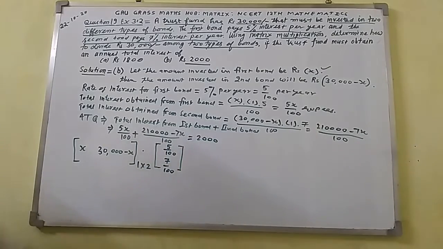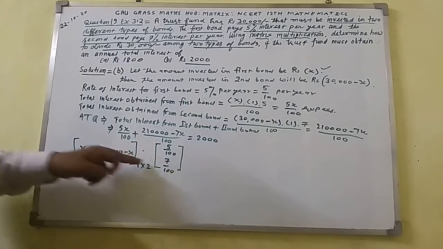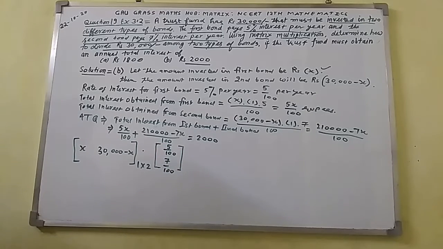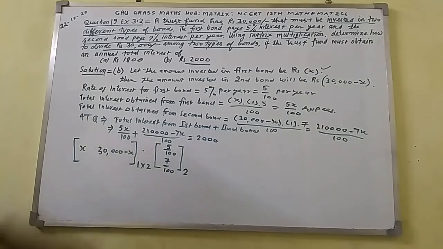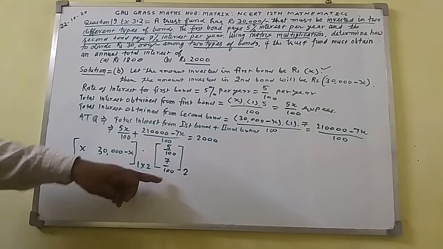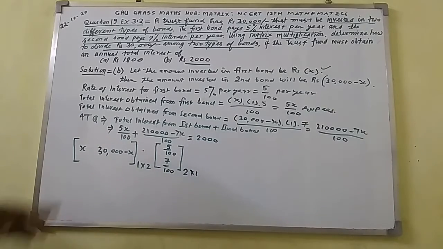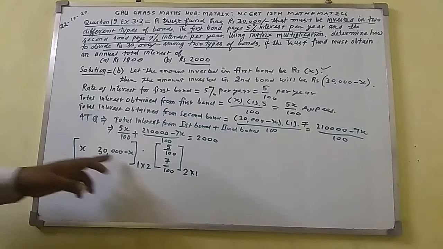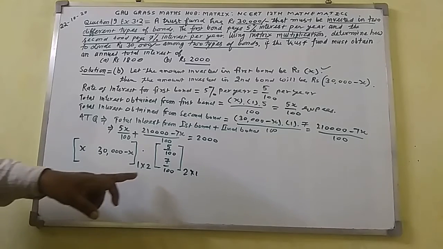Now you can see this will be a matrix in which the number of rows is 2, so write 2, and the number of columns is 1, so write 1. Now in the first matrix, the number of columns here is 2.